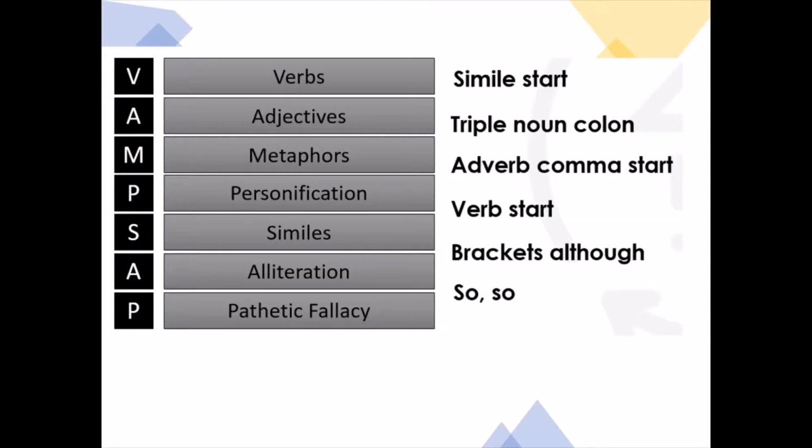Okay, and then we looked at your techniques. So your descriptive techniques, VampSap, verbs and adjectives, really important. Work on those and the other ones will look after themselves. And then you've got your sentence types, a simile start, triple noun colon or a triple adjective colon, your adverb comma, your verb start, your brackets although, and your so sentences. Okay, and if you use those and you put all those things together and you try and craft it, then we should have, hopefully, a really nice piece of writing.